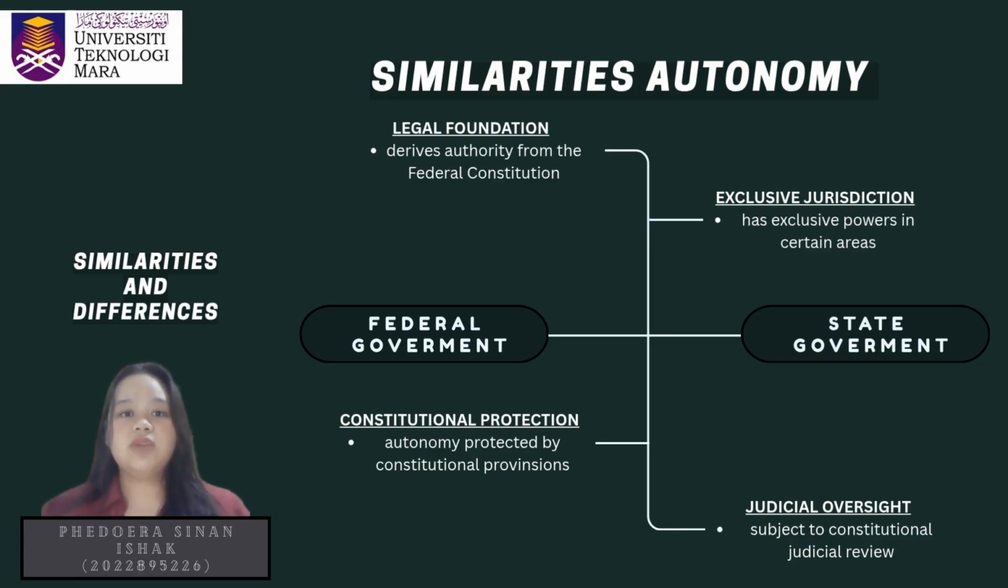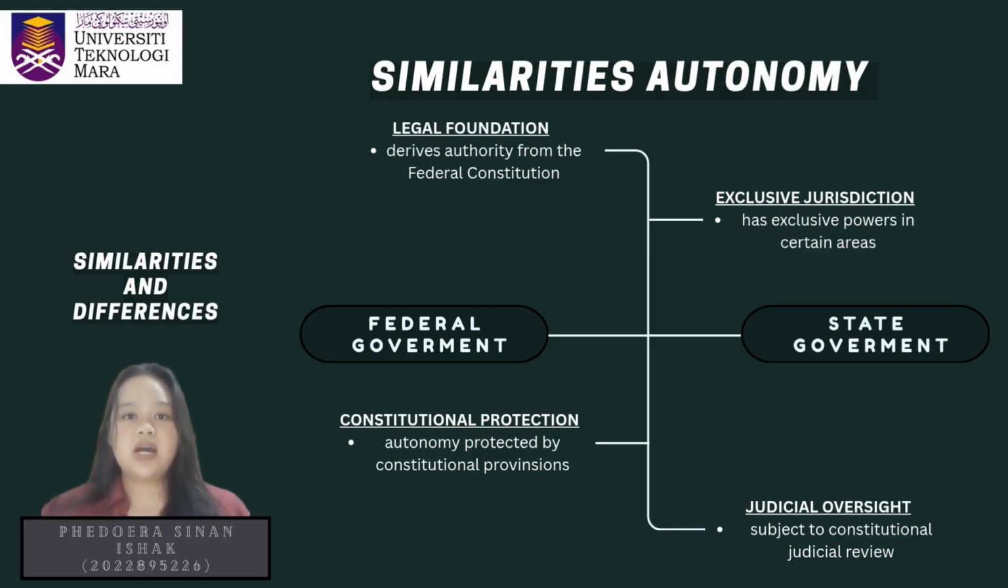Finally, a critical similarity is their subjection to judicial oversight. Both the federal and state governments, despite their autonomy, are subject to constitutional judicial review. This means that their actions and laws can be challenged in court to ensure they comply with the Federal Constitution. This mechanism acts as a vital check and balance, upholding the rule of law and protecting the rights of citizens.